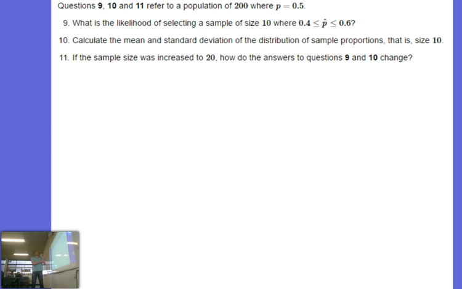So, we've got some information about the population. We've got a population of 200 and the proportion is 0.5. Okay, the population proportion is 0.5. Could be 0.5 of males in the population, perhaps. Or it could be 0.5 of people who are dibbing left, right, and centre in the classroom.